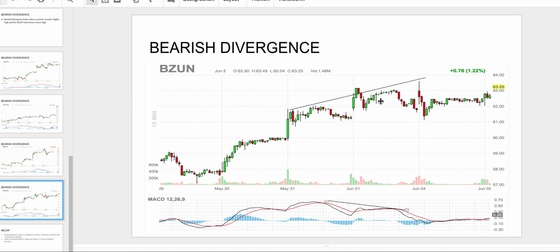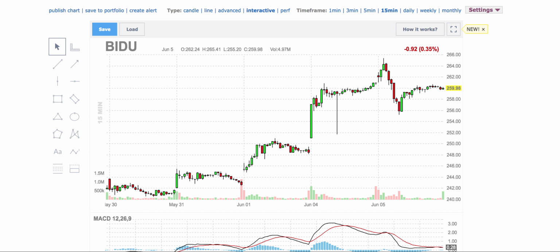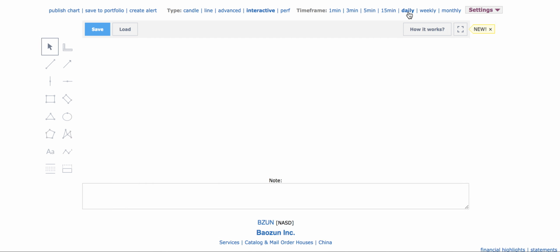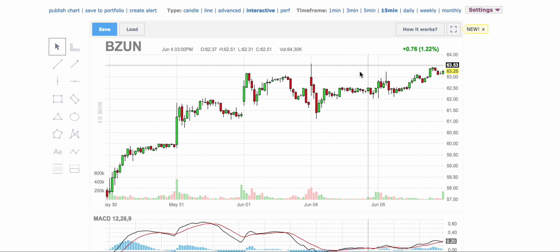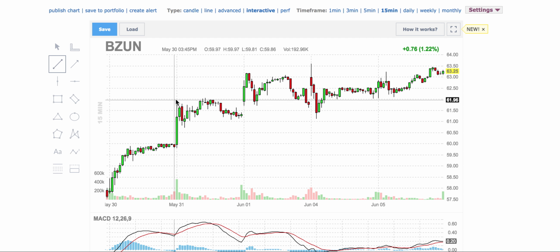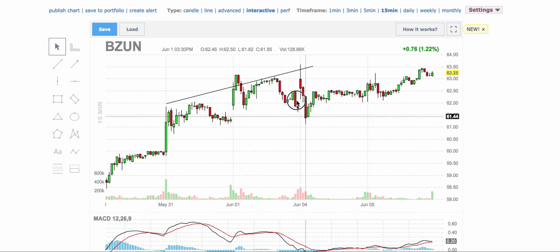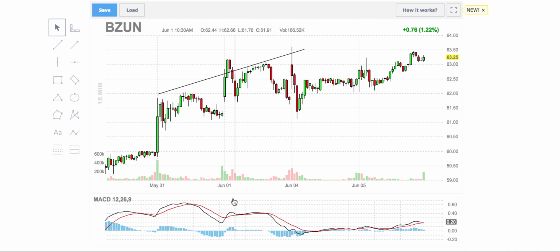So that's again for BSUN. You can do the same thing. The price is trending higher, but momentum is waning. BSUN has been a really strong stock. If you look on the daily chart, this strong name has no resistance over here. So if you take a look at this one, the price is going higher, but the momentum is kind of waning down.